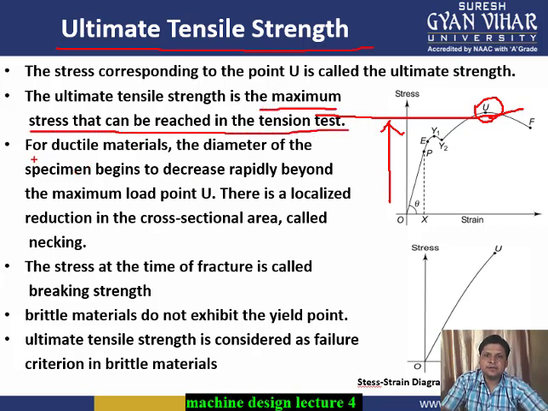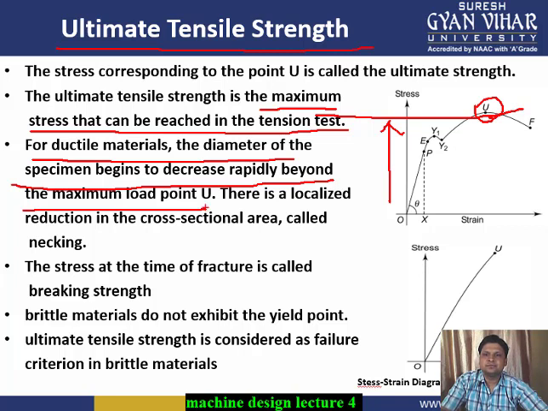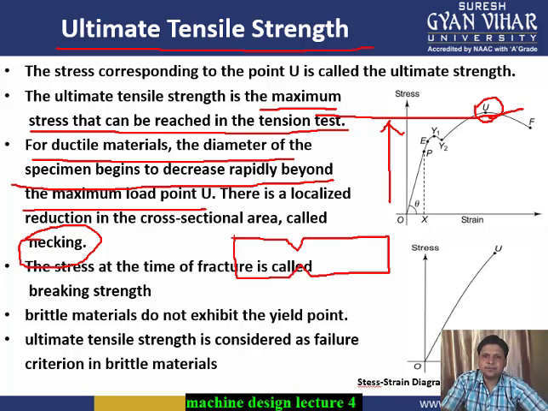For ductile materials, the diameter of the specimen begins to decrease rapidly beyond the maximum load point U. After this point U, the diameter of the cross section decreases rapidly, and there is a localized reduction in the cross section area, and therefore a necking is developed. As I have already told you, a neck develops in the material beyond this ultimate tensile strength point.